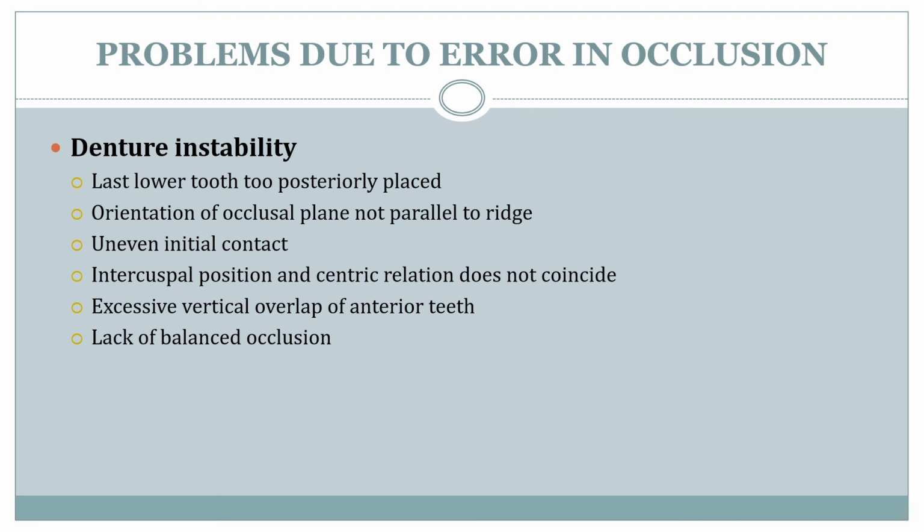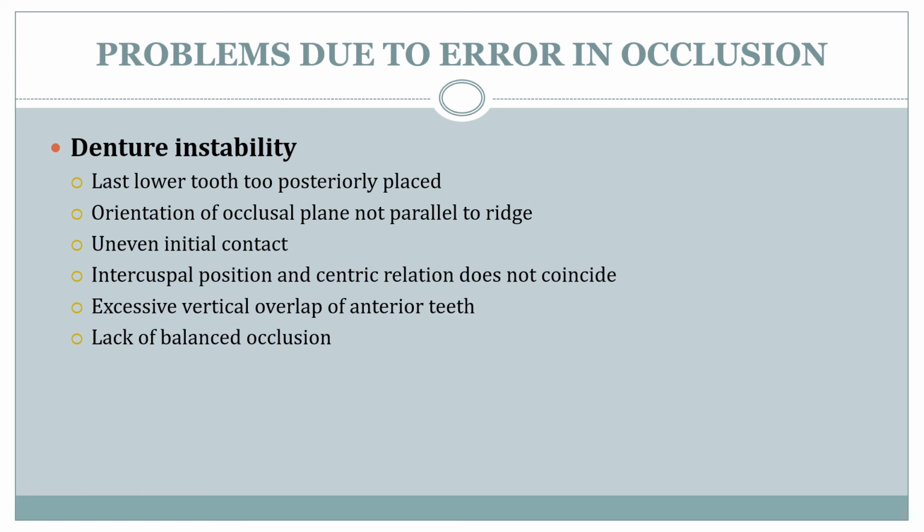Yeah, and then the problems due to resin occlusion. Your denture instability, yes. In denture instability, the different conditions that might contribute to the instability are: the last lower teeth being placed too posteriorly, as I mentioned. So never try to place a molar tooth on the steep or inclined plane of the lower jaw. Then, the orientation of the occlusal plane is not parallel to the ridge. If your occlusal plane is not parallel to the ridge, there should be parallelism between the teeth that are arranged and also the ridge.